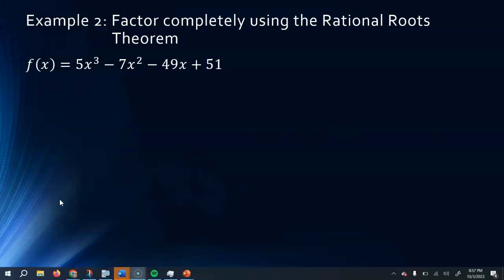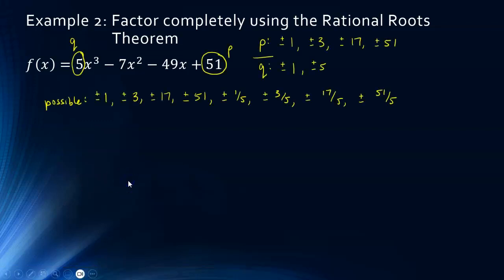All right, let's see how you did or how far you got. So the first step is to use the P over Q theorem. So remember, the P is the coefficients of the constant, which are the factors of the constant. Factors of 51 are 1 and 51 and 3 and 17. So if you listed them in order, it would be 1, 3, 17, and 51.